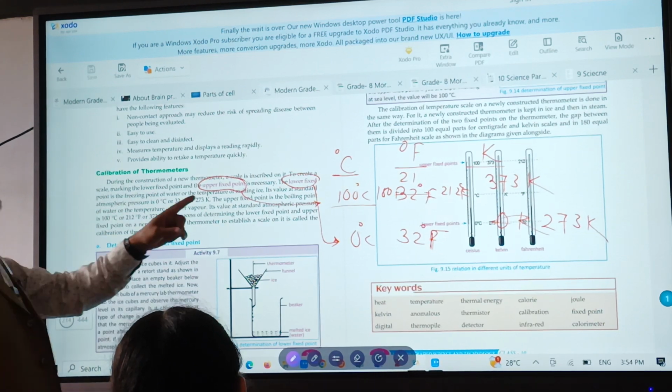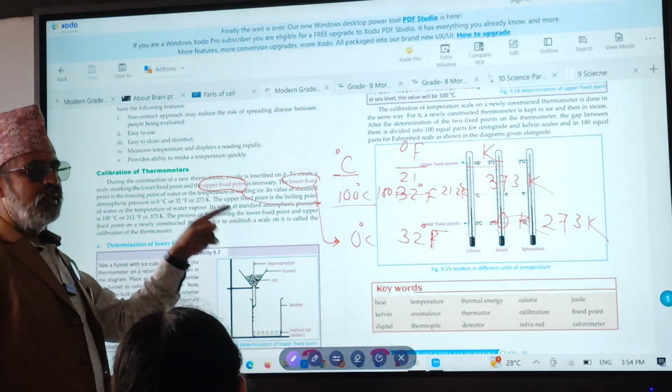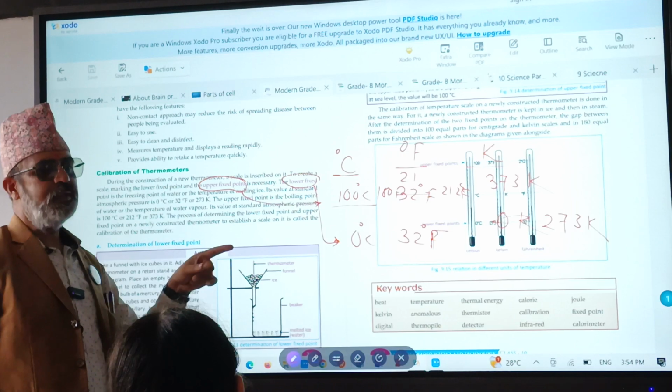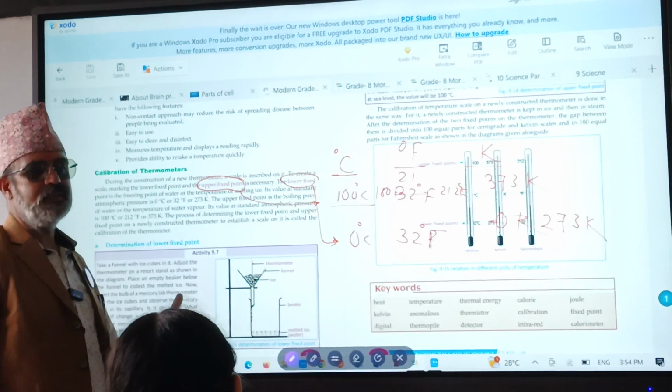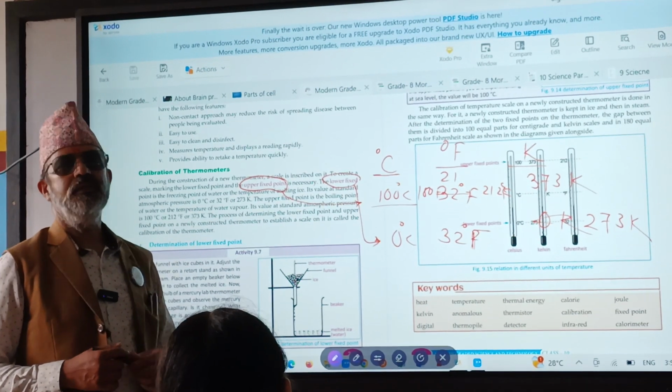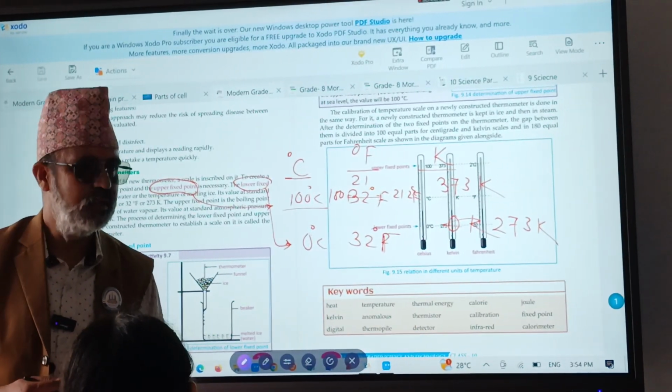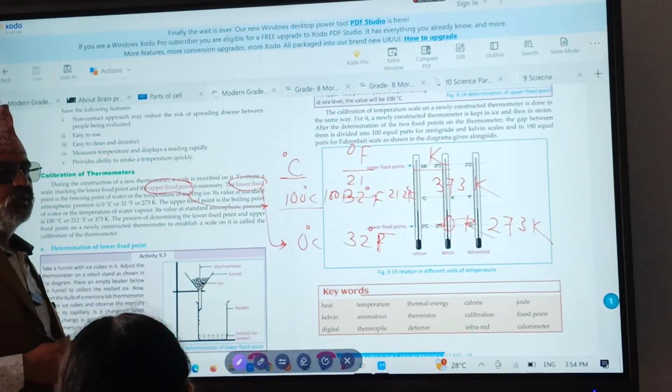So in different scales, the upper fixed point is the temperature at which water boils. The lower fixed point is the temperature at which water changes into ice.